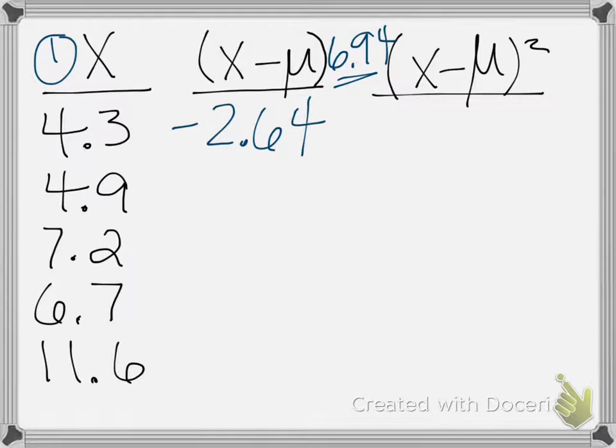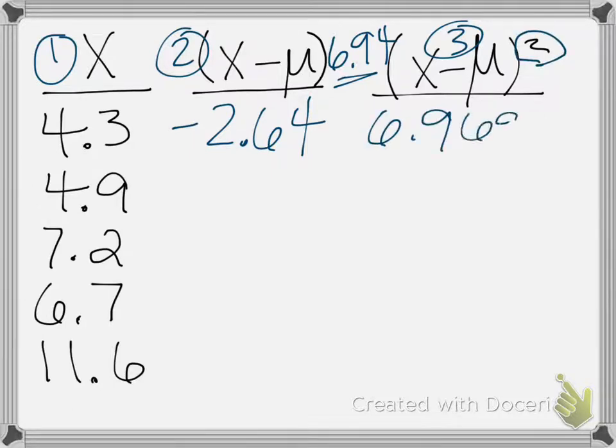Just because it's easier in your calculator once you have that value to continue on, in column 3, we're going to take the value in column 2 and just square it. Once we do that, we would get 6.9696 for the first value.